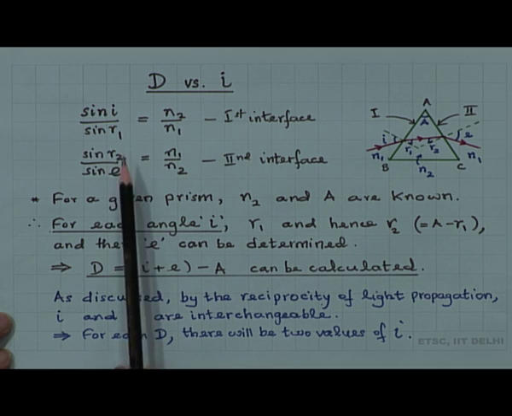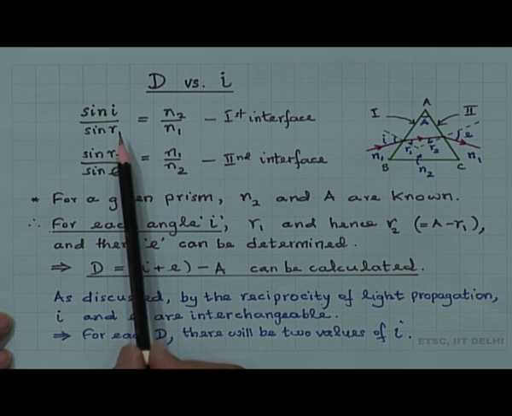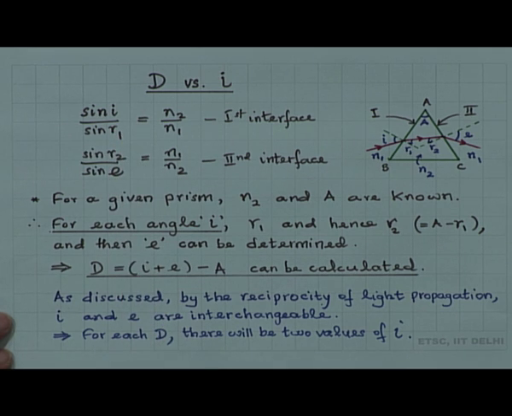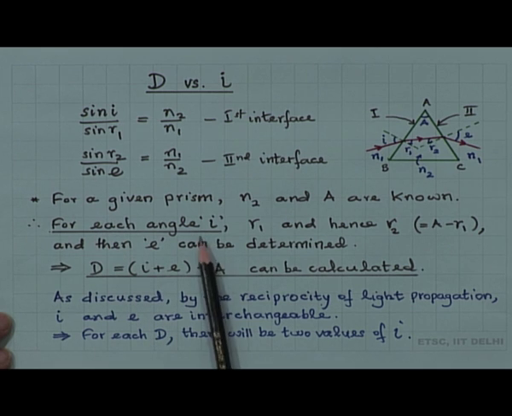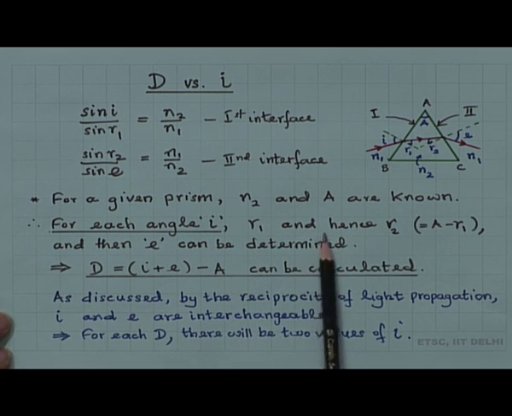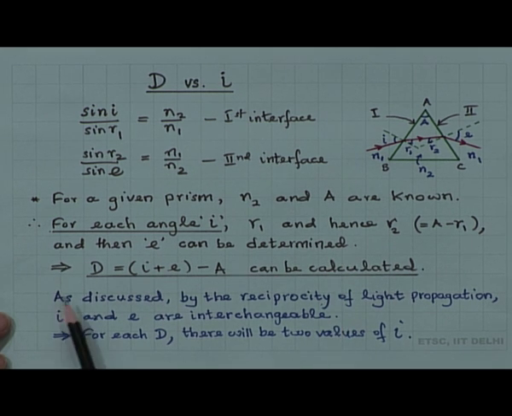Once we know R1, we know R2, because R1 plus R2 is equal to A, and once we know R2, we can calculate E, because we know N1 and N2. Sin R2 by sin E is equal to N1 by N2. So, for each angle I, R1 and hence R2 and then E can be determined, which implies that the angle of deviation D can be calculated for each angle of incidence.